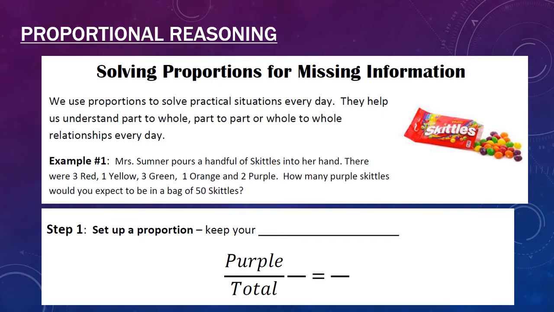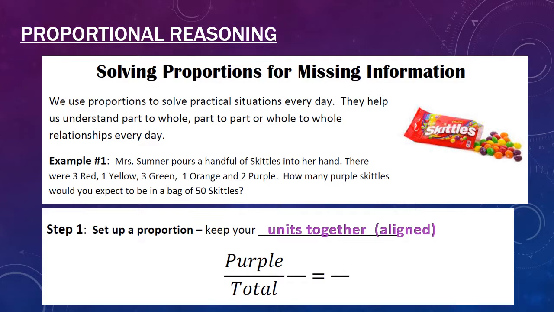I'm going to tell you right now, there's 10 Skittles in her hand. 3 red, 1 yellow, 3 green, 1 orange, 2 purple. How many purple Skittles would you expect to be in a bag of 50? So step 1, you set up your proportion. Keep your units together. That means keep all of your units aligned.